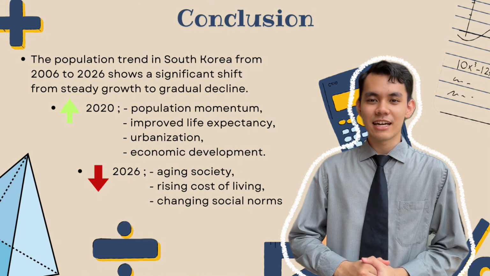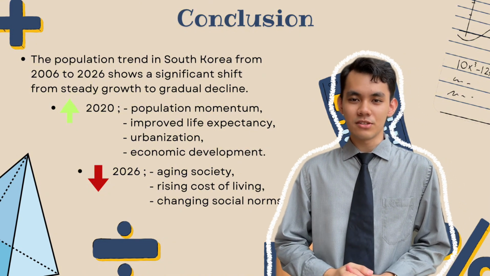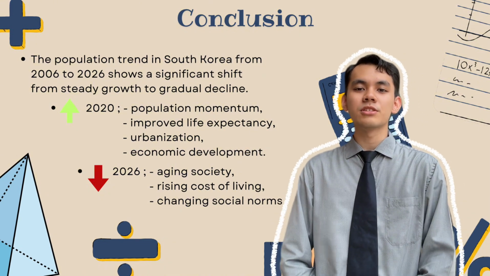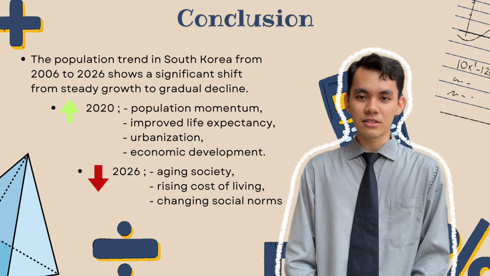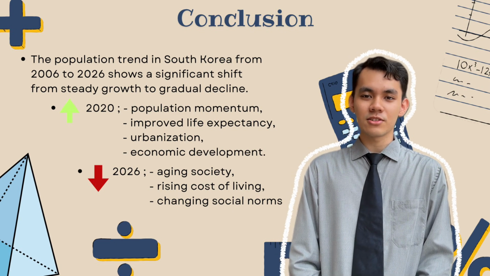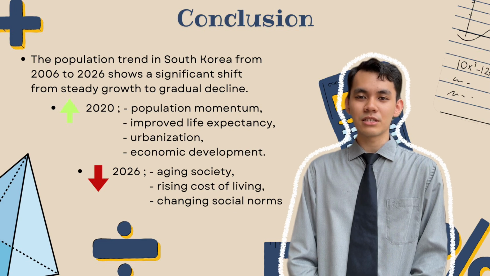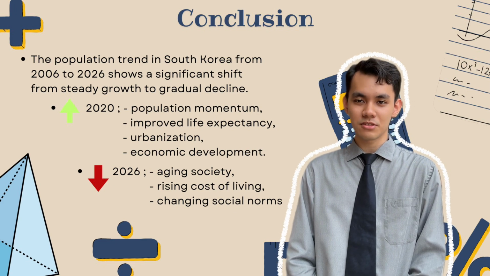Overall, this study highlights that while mathematical models are useful in predicting population trends, real-world factors such as economic conditions and societal changes play a crucial role in shaping future population patterns.